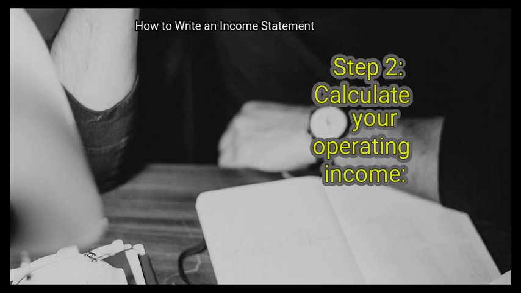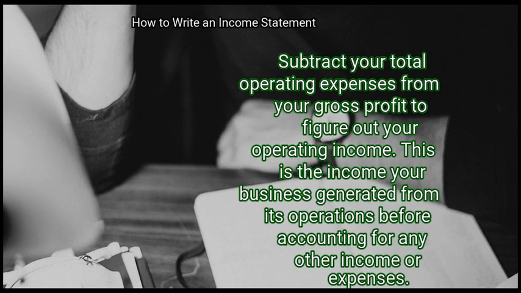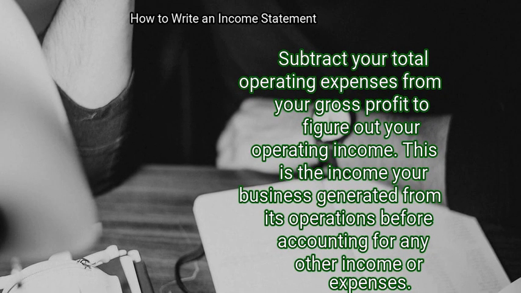Step 2. Calculate your operating income. Subtract your total operating expenses from your gross profit to figure out your operating income. This is the income your business generated from its operations before accounting for any other income or expenses.